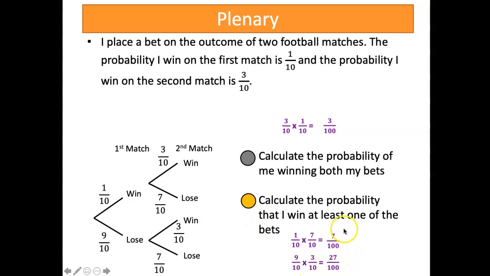Now, after that, we are not done yet. We need to add these two. So 7 out of 100 plus 27 out of 100 is 34 out of 100. So you have a 34% chance of winning one time.